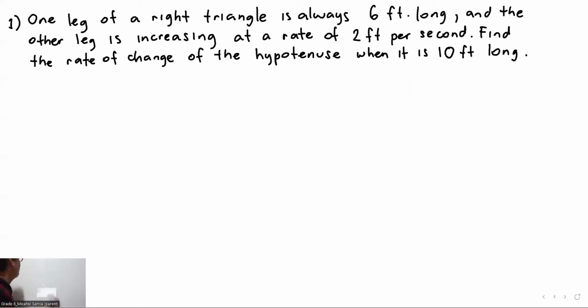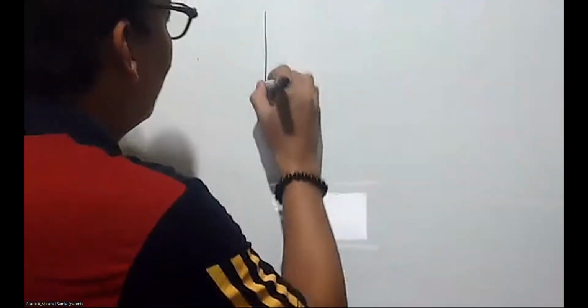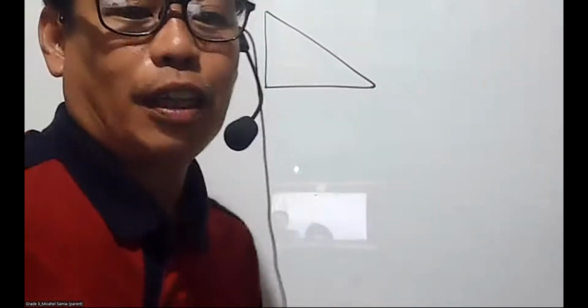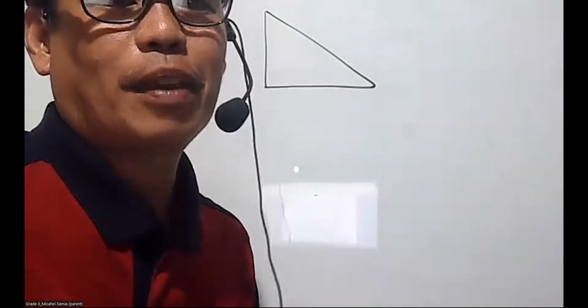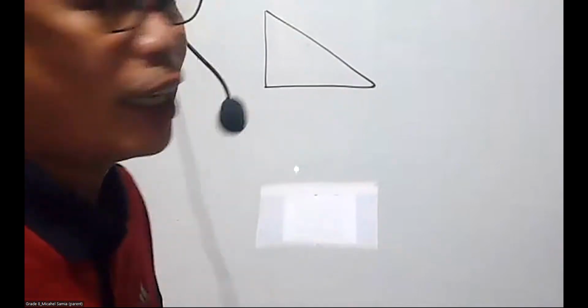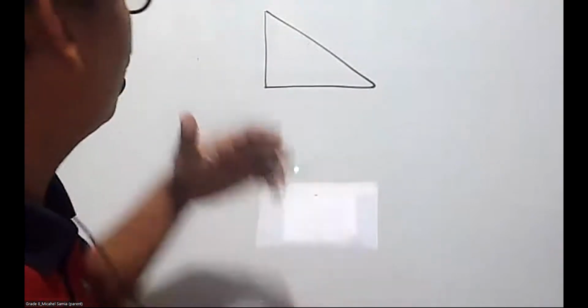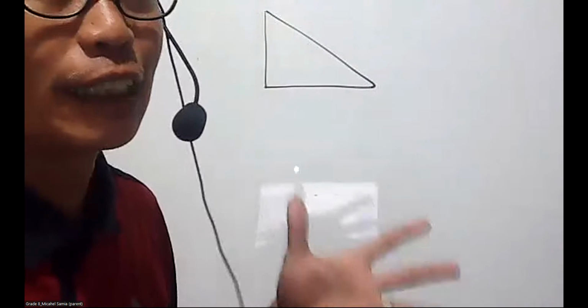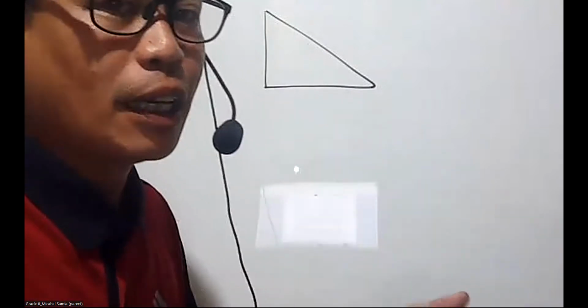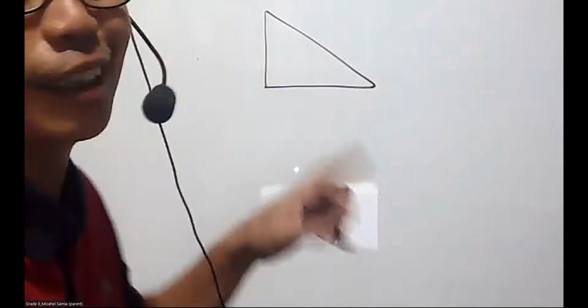First, we illustrate the problem. So you have a triangle. It's up to you to select which is the leg which is not moving or not increasing. Since it's not mentioned in the problem whether it's the leg going to the right or the leg upward, you could select which one of the legs is not increasing.